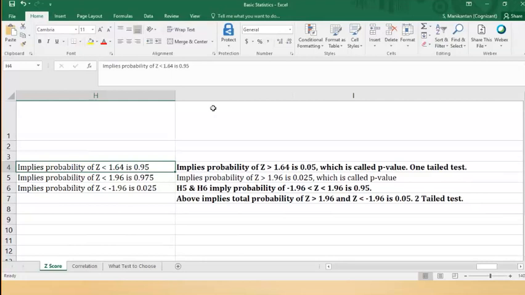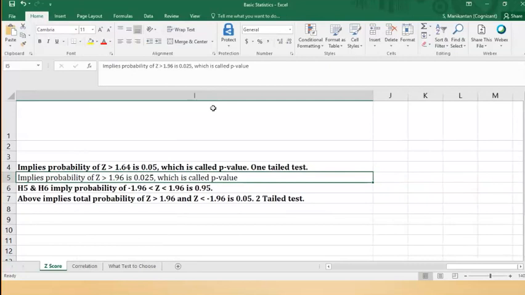Okay, moving on. I'll be showing you an example problem to help you understand this better. For now, you can see that the probability of z being less than 1.64 is 0.95, 95%. Similarly, the probability of z being less than 1.96 is 0.975. This implies the probability of z being greater than 1.96 is 0.025. So this is the p-value for this case.